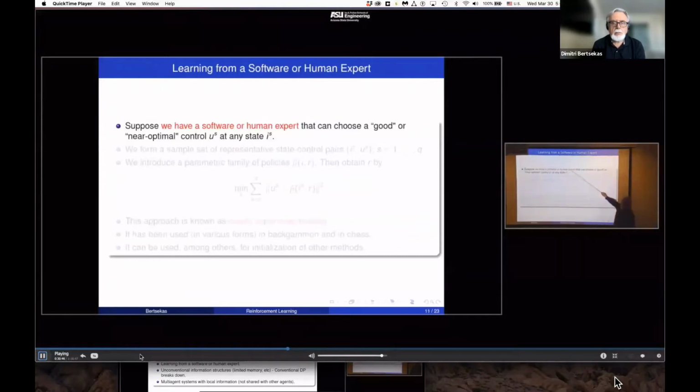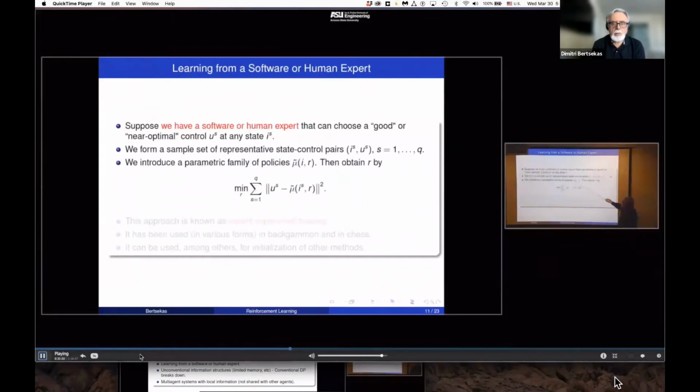We could also have a human expert, we discussed that, who can choose a good or near optimal control u_s at any state i_s. Again, we form a sample set of representative state-control pairs supplied by the expert. We introduce a parametric family of policies, some mu tilde, that tries to mimic the expert. This is also called, in artificial intelligence, supervised learning. And there's a lot of literature on this type of methodology. It has been used in the context of dynamic programming in a number of ways, in chess and backgammon. Okay, there are examples of that.